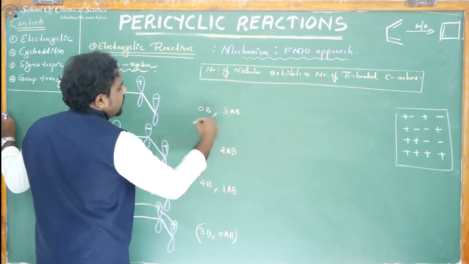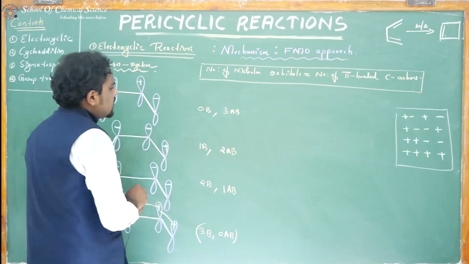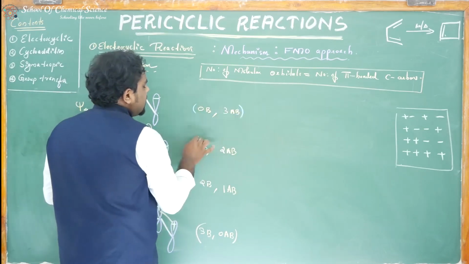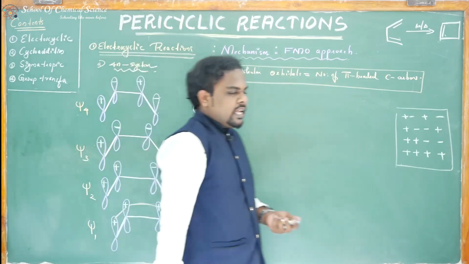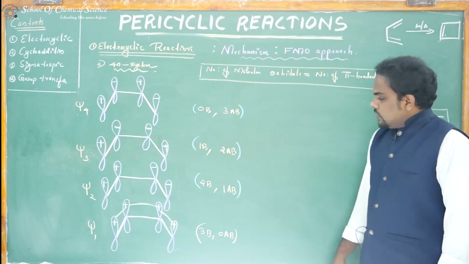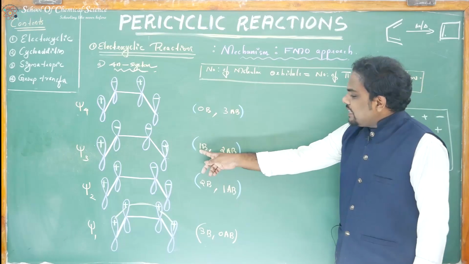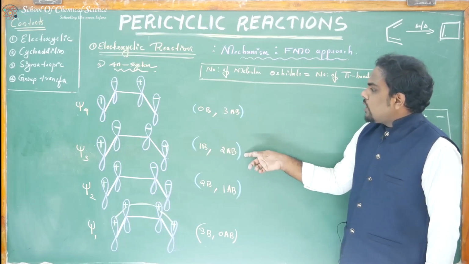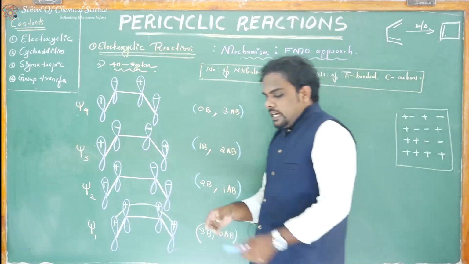Then what about the bonding and anti-bonding interactions in psi 1, psi 2, psi 3, psi 4? In psi 1, 3 bonding interactions and 0 anti-bonding interactions. In psi 2, 2 bonding interactions and 1 anti-bonding interaction. In psi 3, 1 bonding interaction and 2 anti-bonding interactions. In psi 4, 0 bonding interactions and 3 anti-bonding interactions.